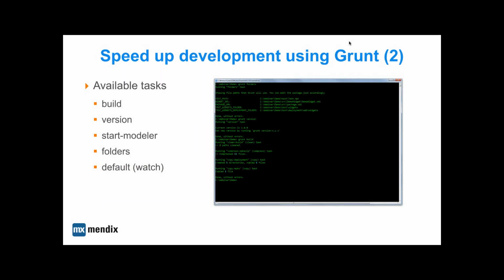We have created a few tasks that you can use out of the box to speed up your widget development. In the demo, I will demonstrate the use of Grunt and running the various tasks like build, version, start modeler, and a default task. In the slide deck, you will find a short description per task. Now, the most important task, the default task, will let you develop your widget while running your Mendix application without the necessity to redeploy your application every time you make a change to your JavaScript files in your widget.